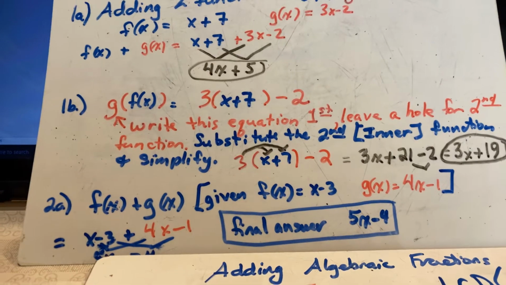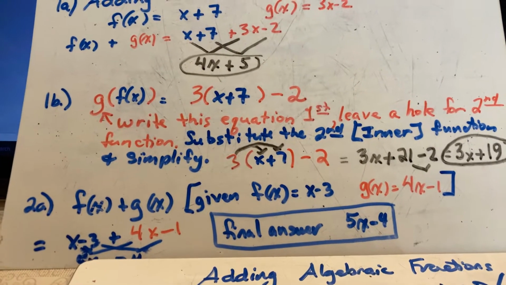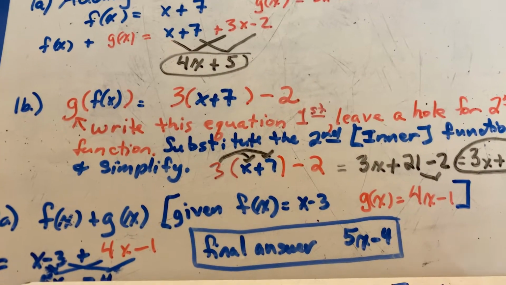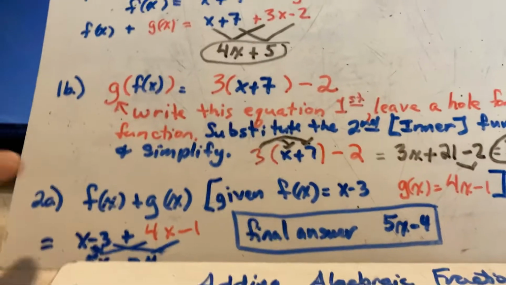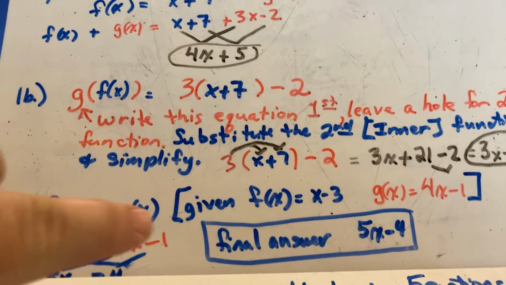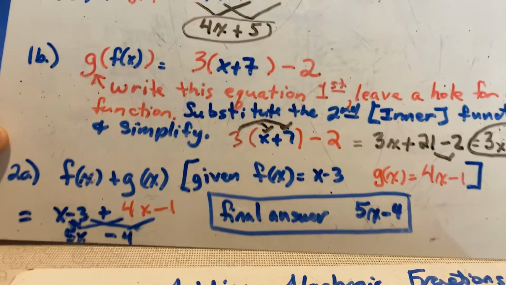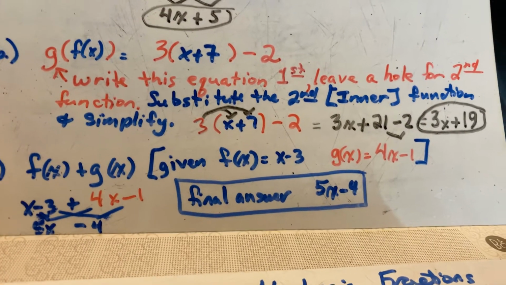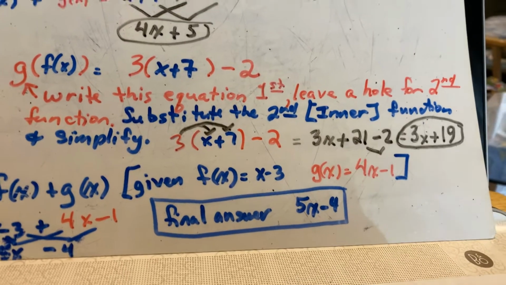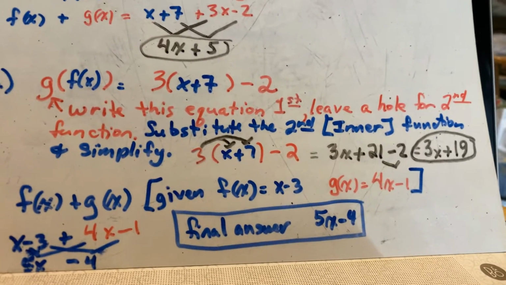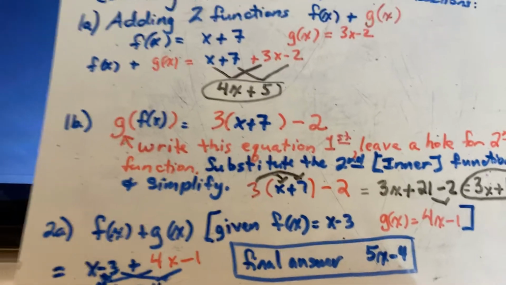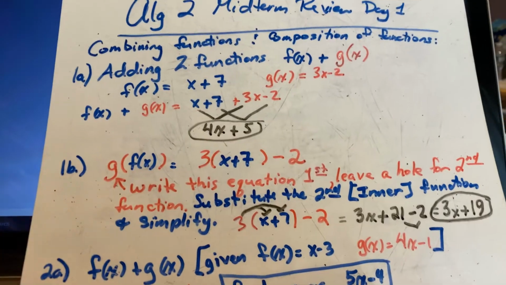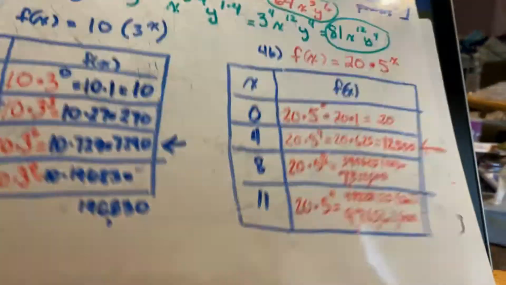Going to 2a. They want you to solve for f of x plus g of x, given f of x is x minus 3, g of x is 4x minus 1. And again, I'm just going to substitute into the f of x and the g of x. I'm going to combine like terms, and so 1x plus 4x is 5x, and negative 3 minus 1 is negative 4, and your final answer is 5x minus 4. Again, I'm not going to do all the ones because some of them I've given you the explanation in your review sheet. Okay, let's go to problem number 3.